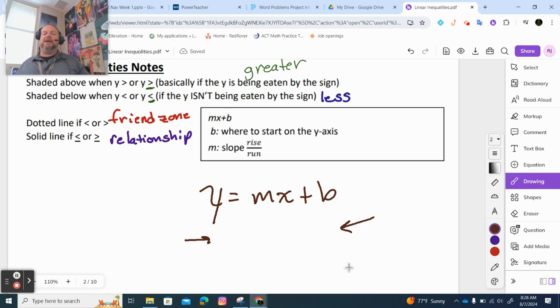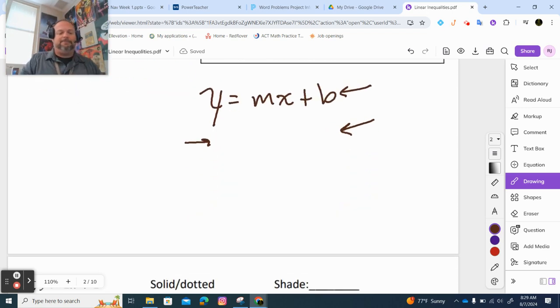Does anybody have an idea why we would start here when we graph? Because where this was created, that's how they read, from right to left. So they would start here, where this was created in like Egypt and things like that.